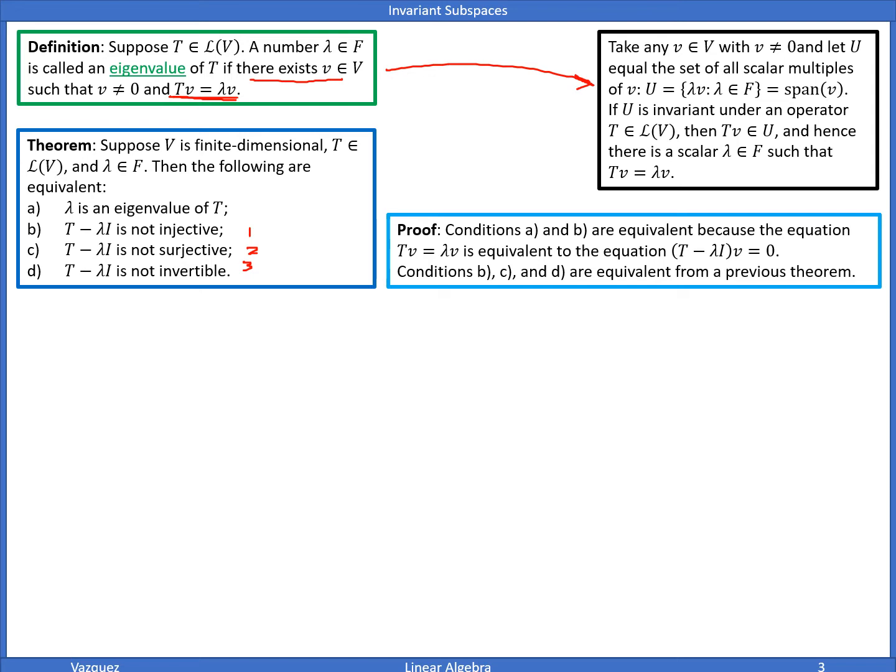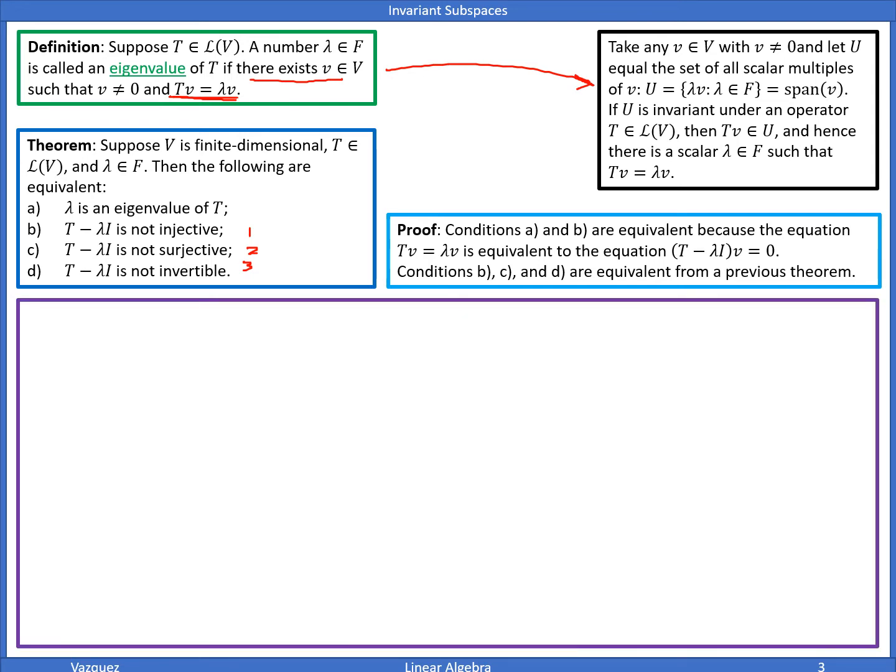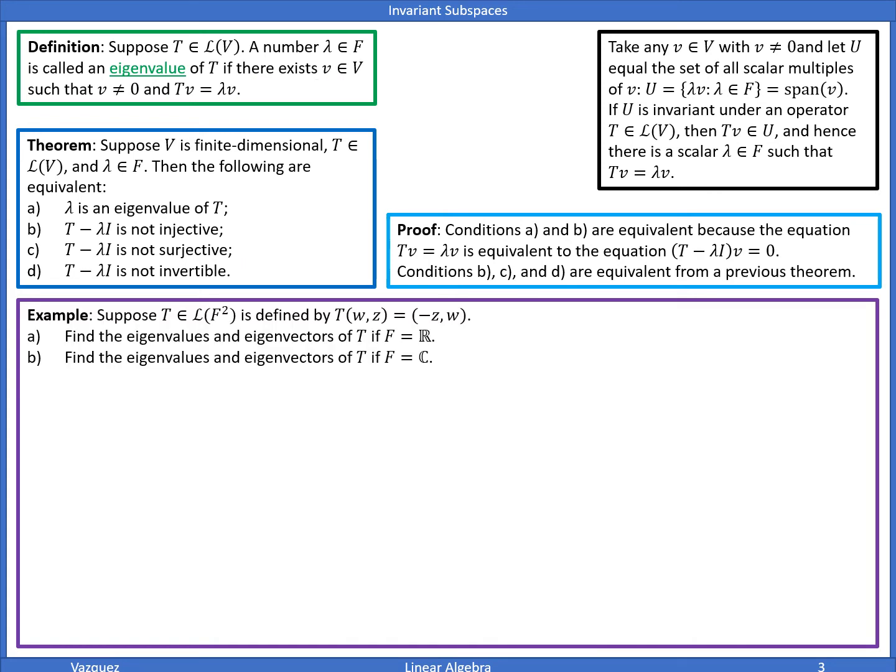And now we can bring up examples, right? Examples are always useful. So suppose T is an operator, and it's defined by this linear map. You can verify that that's a linear map. We need to find the eigenvalues and eigenvectors.